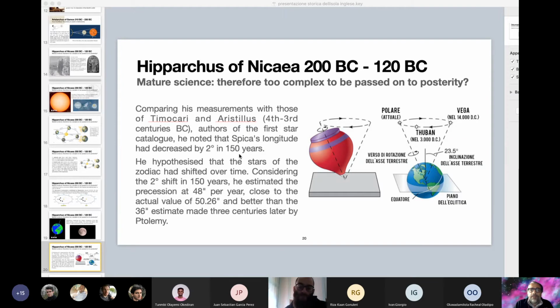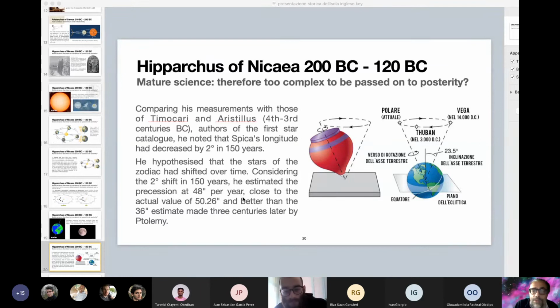So Hipparchus made the conjecture that the stars of the zodiac had shifted over time, and with a trivial linear assumption, he estimated if 2 degrees in 150 years, then it means 48 seconds per year.